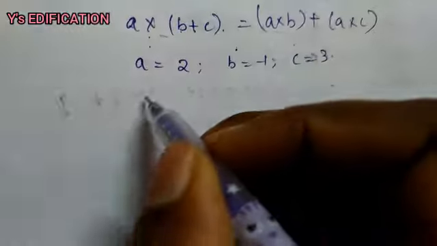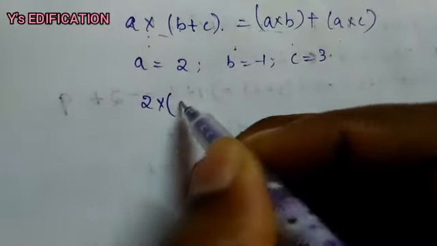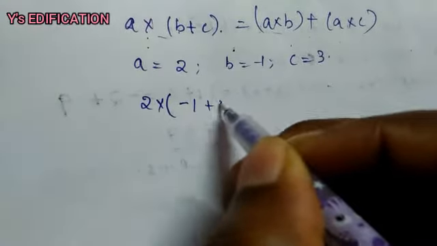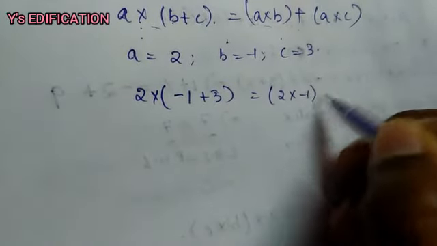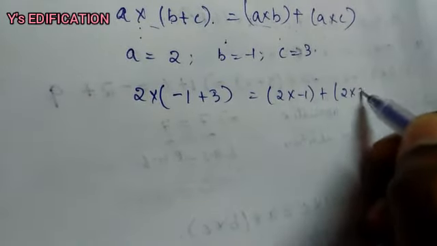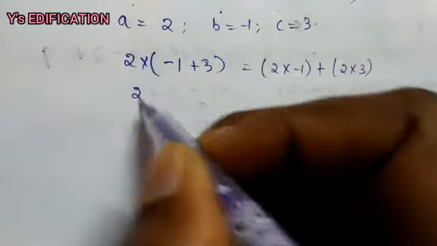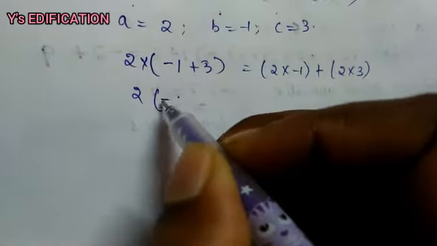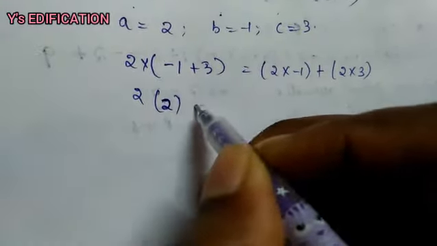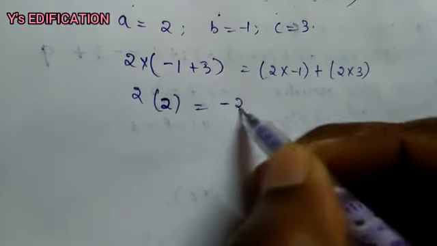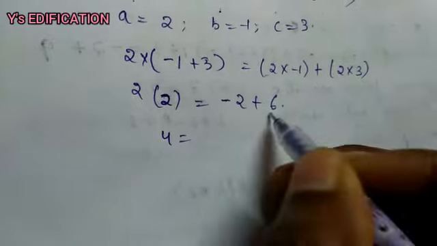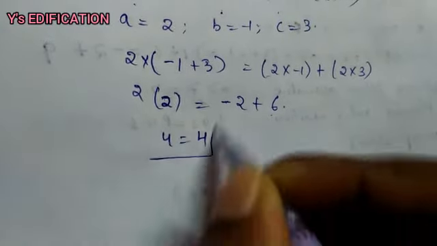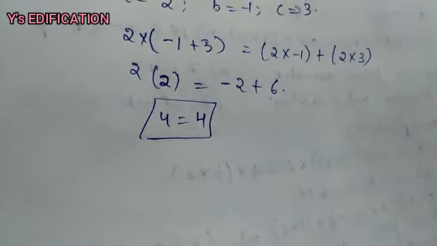So A is 2 into (minus 1 plus 3) is equal to 2 into minus 1 plus 2 into 3. So 2 into (minus 1 plus 3), that is 2, is equal to 2 into minus 1, which is minus 2, plus 3 2s are 6. Here 2 into 2 is 4. 6 minus 2 is also 4. We can say LHS and RHS are equal.